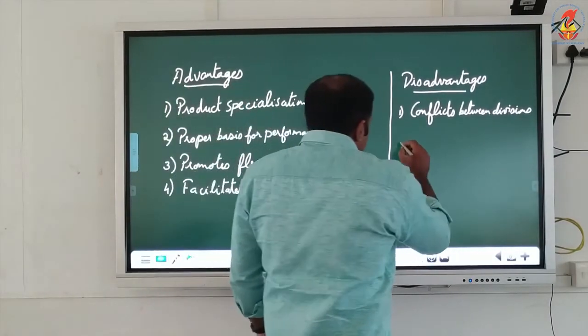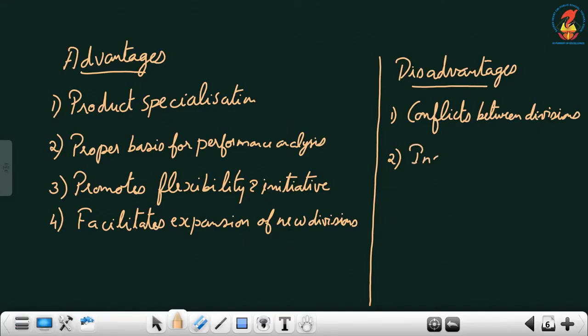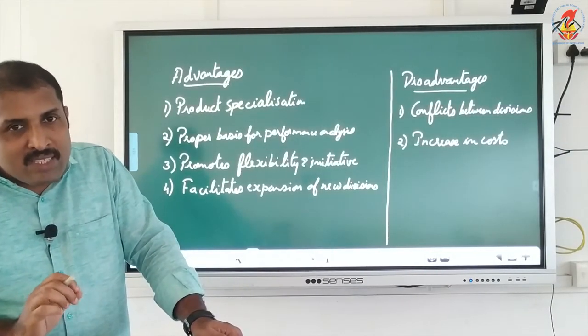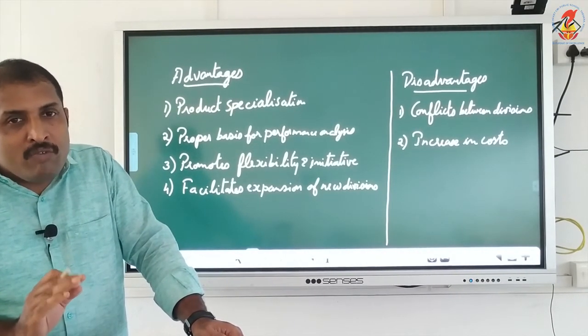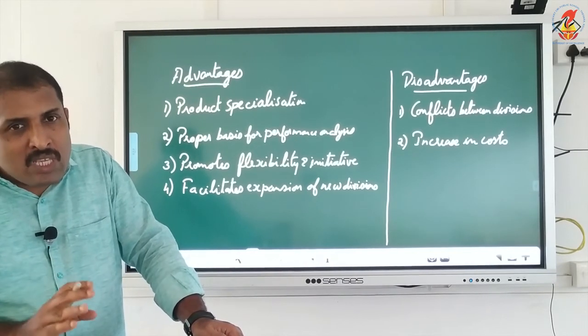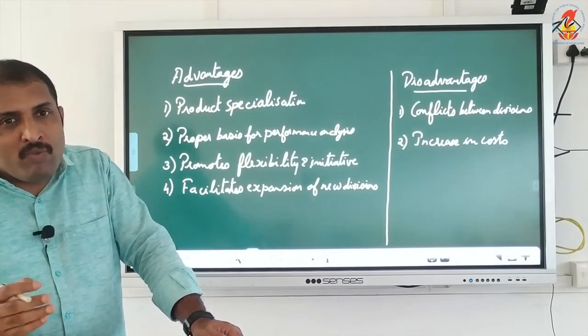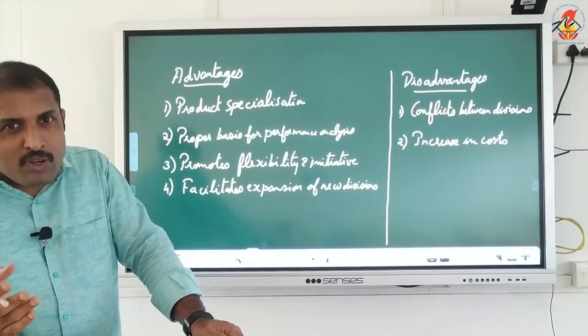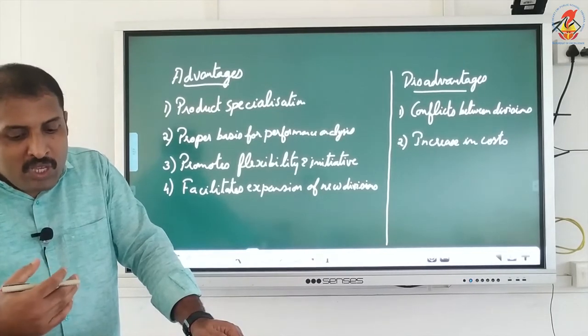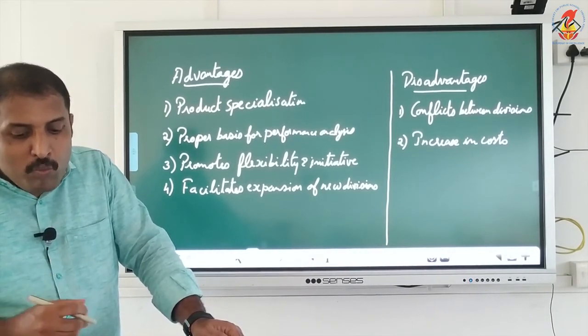Second one is increase in costs. That's a common thing, because in functional structure only once all the functions are performed. Whereas I said in a divisional structure, each division tends to adopt functional structure. That means same work has to be performed by different departments, different divisions. So automatically the work is being repeated or it is being duplicated.